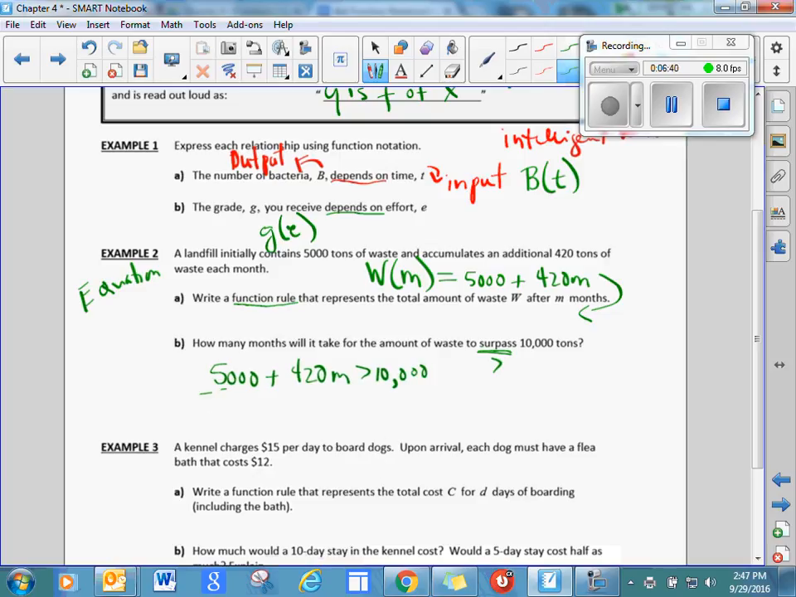So we'll subtract 5,000 from both sides, and we get 420 M greater than 5,000. And when you divide, you get M greater than 11.9. Generally speaking, we don't have to take it to the 0.9. Usually when we're talking about months, we talk about whole months. So we can say about 12 months as our answer to answer the question.